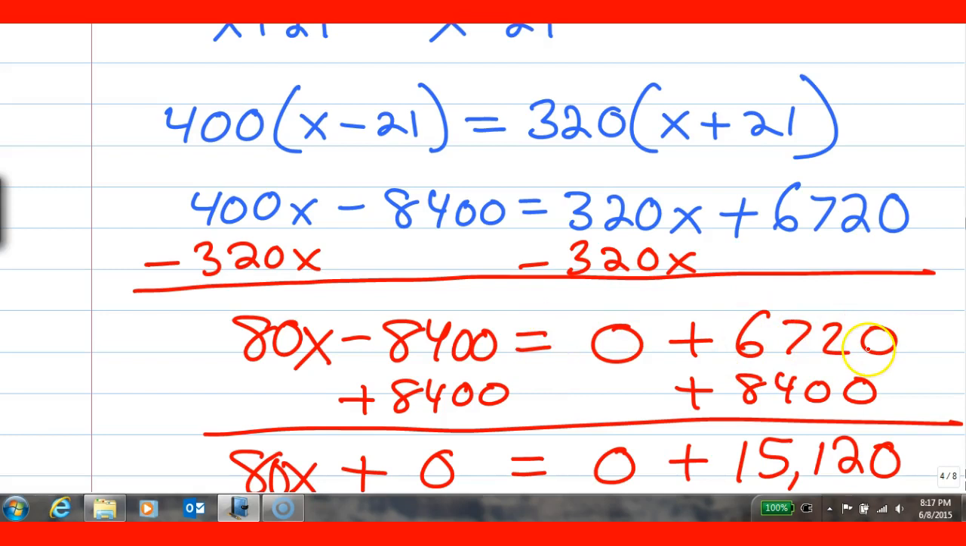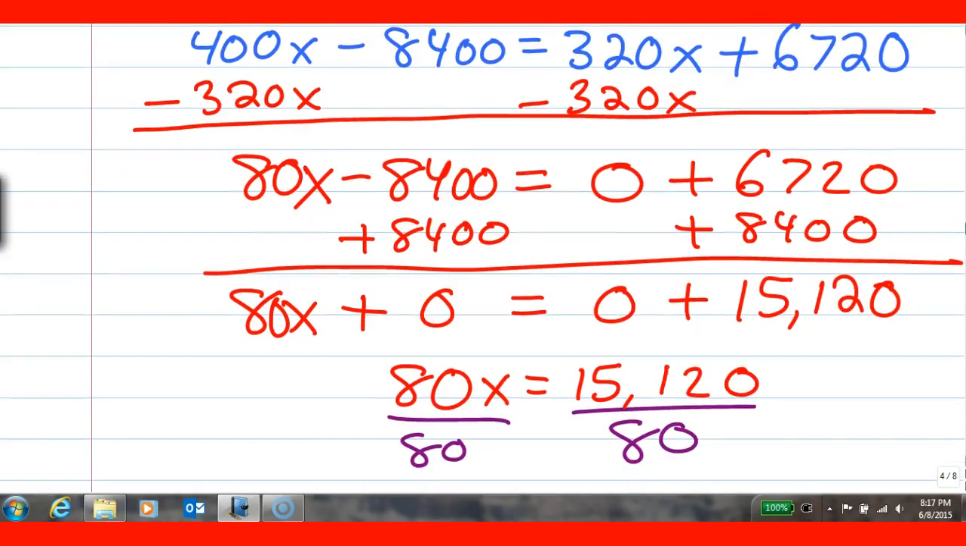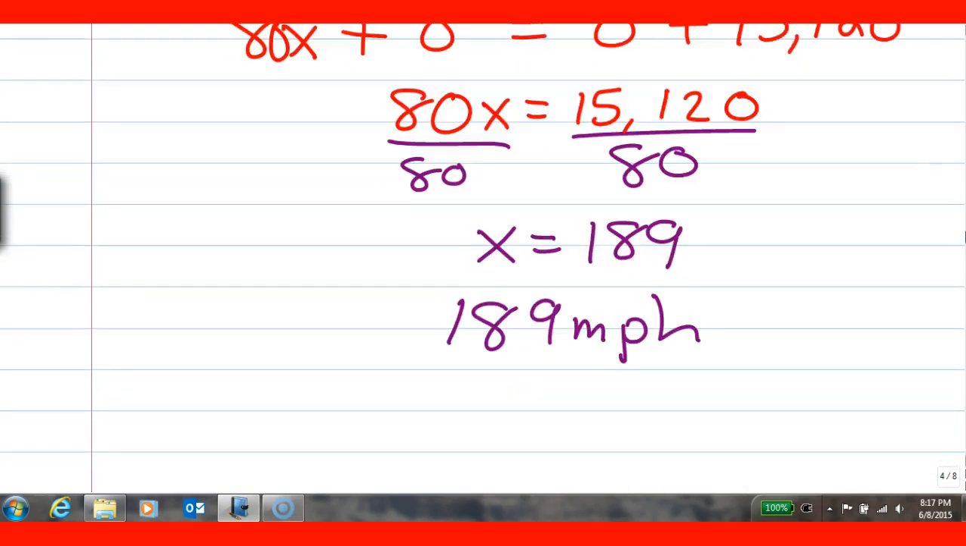Now I'm going to move my constants over here. I'm going to move them out so that I have the term with the variable left on its own. So I'm going to add 8,400 to both sides. So now I'm left with my 80x and my 15,120. Last step, get that 80 off the x. It's multiplying, so divide it out. So divide by 80, divide by 80. Whatever you do to one side of the equal sign, do to the other. So I'm left with x equals 189. So my answer here is 189 miles per hour.